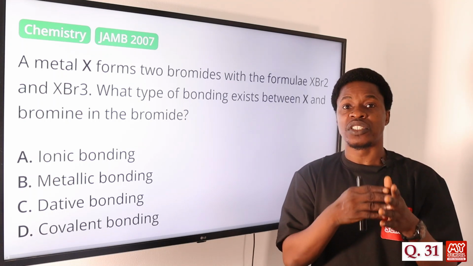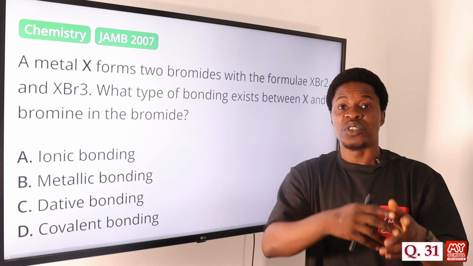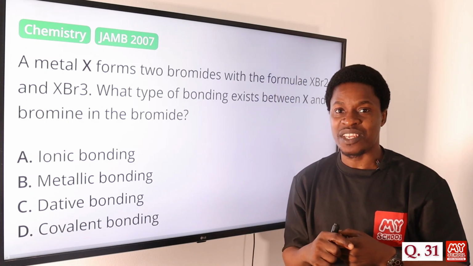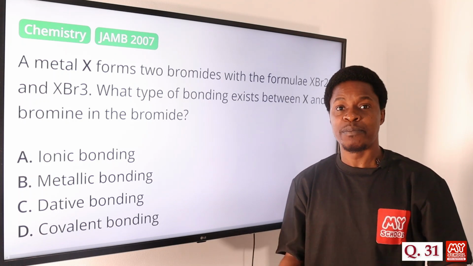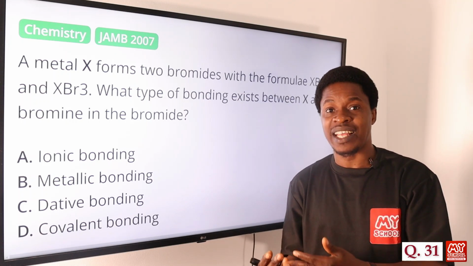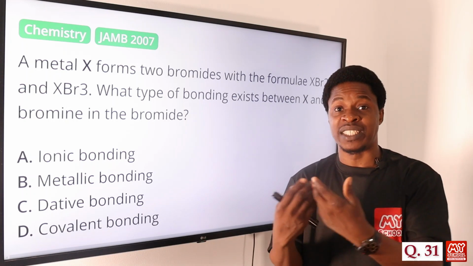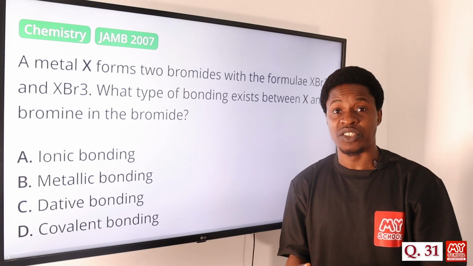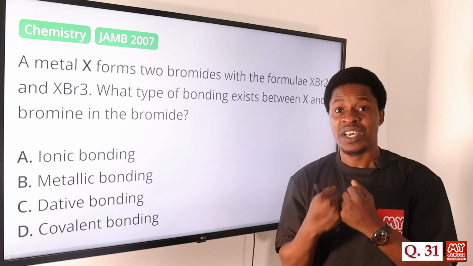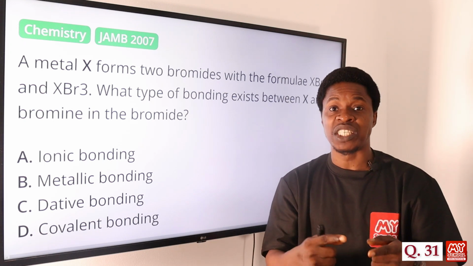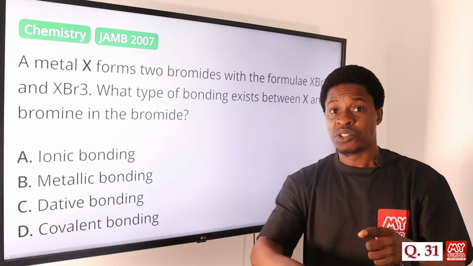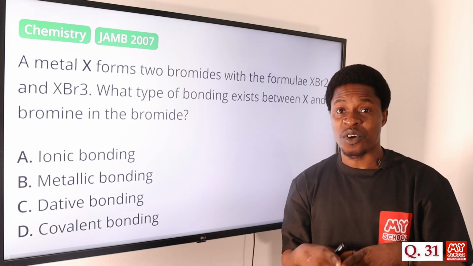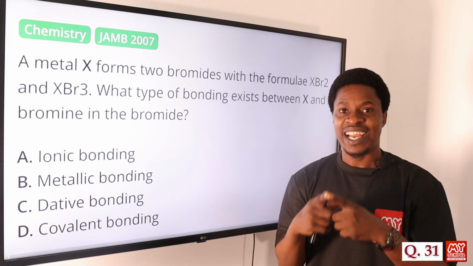The type of bonding that takes place between a metal and a non-metal usually involves the transfer of electrons from the metal to the non-metal, which is what we refer to as ionic bonding, or what we call electrovalent bonding, because there is a donor and there is an acceptor. The metal is the one donating because it has excess electrons in the outermost shell, and the non-metal is the one accepting. So the type of bonding that involves transfer of electrons from metals to non-metals is what we call ionic bonding or electrovalent bonding.